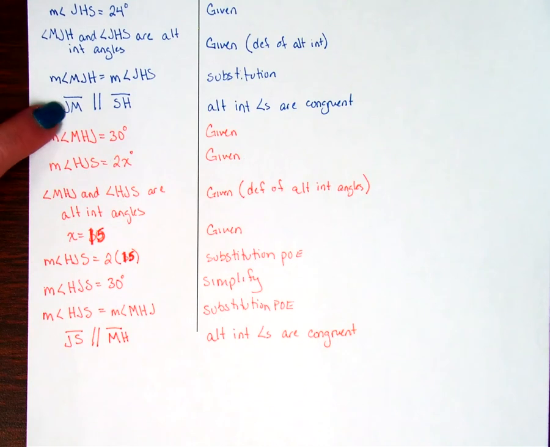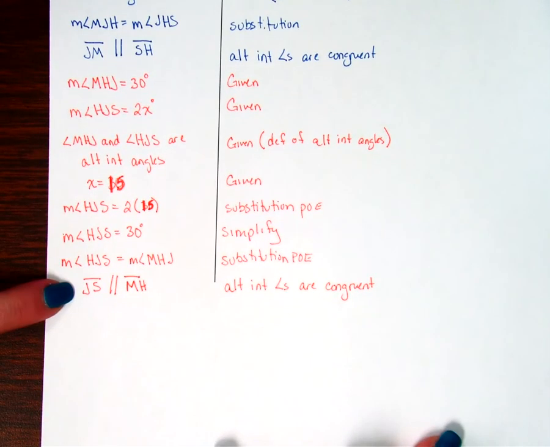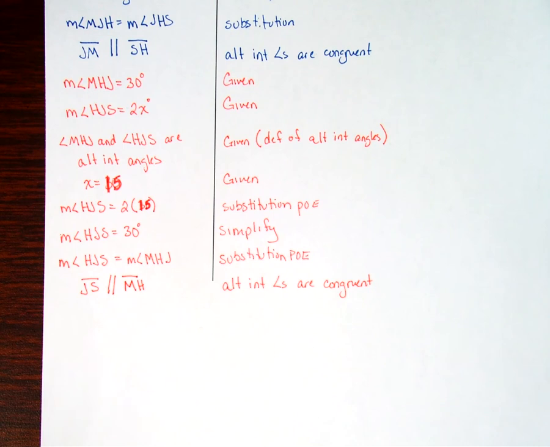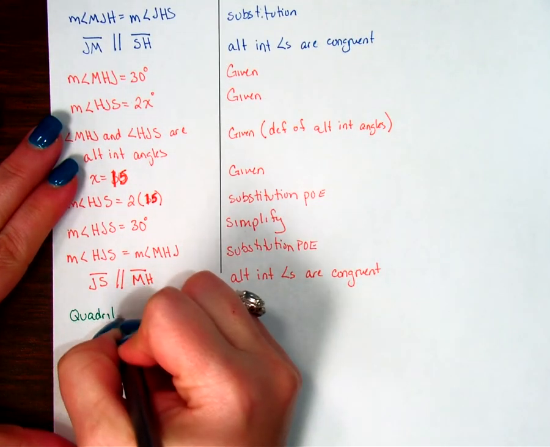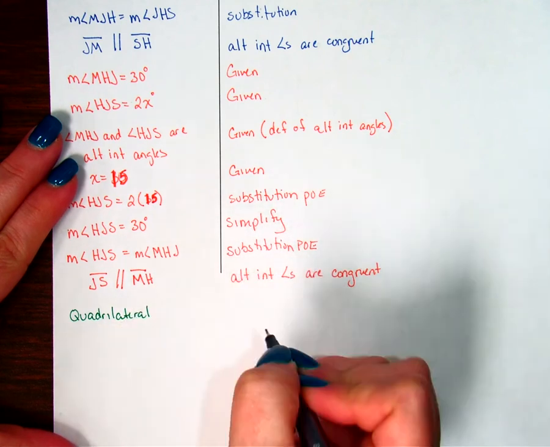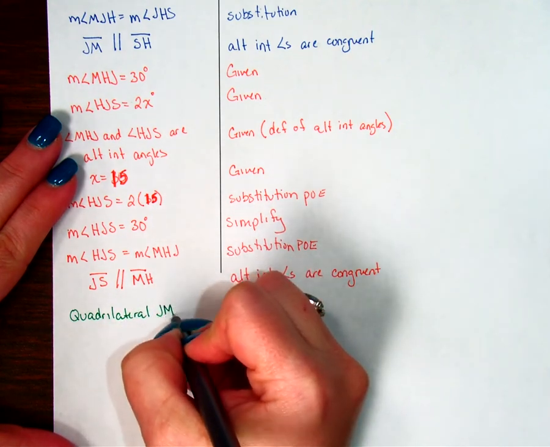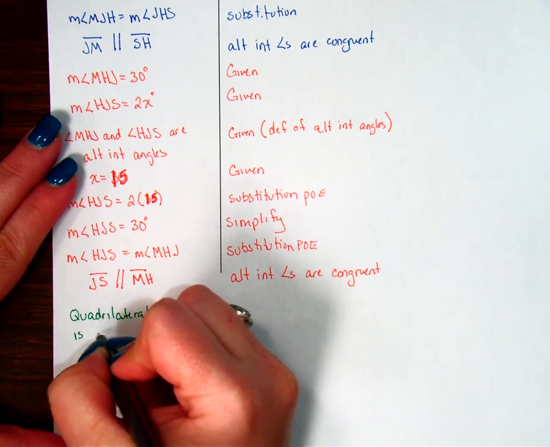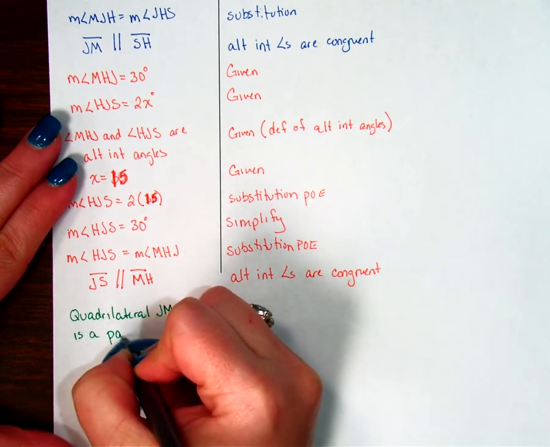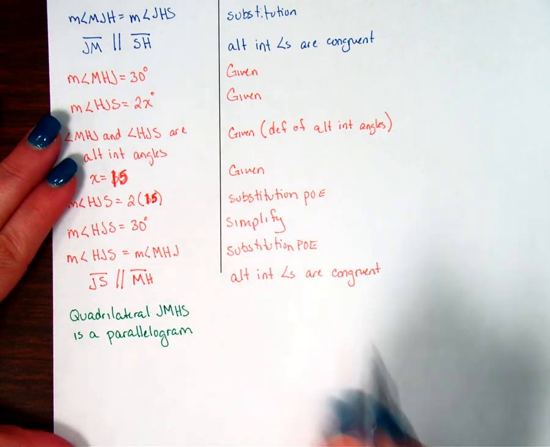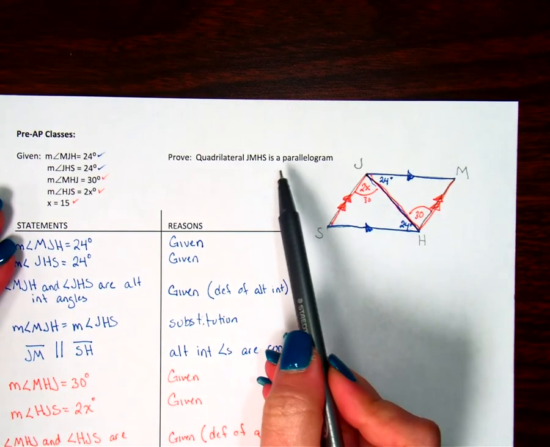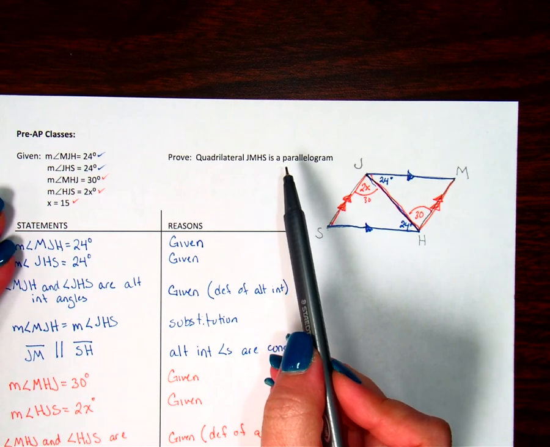So now I've got the top and the bottom are parallel. I've got the left and the right are parallel. So since both pairs of opposite sides are parallel, guess what? That means my figure, my quadrilateral, is a parallelogram. Quadrilateral JMHS is indeed a parallelogram. Okay, and that is what I was trying to prove, that quadrilateral JMHS is a parallelogram.